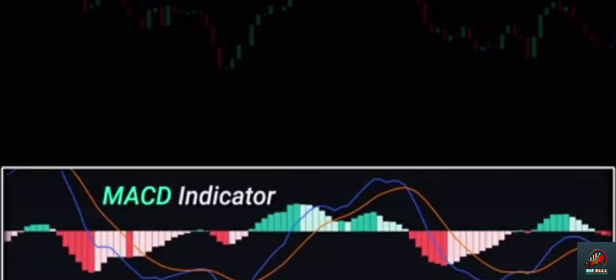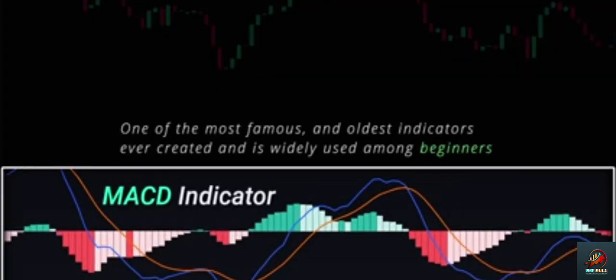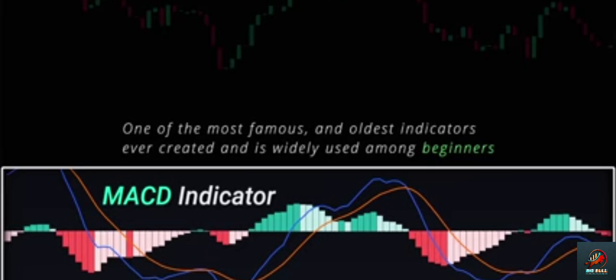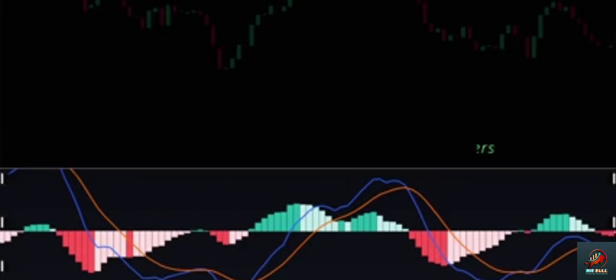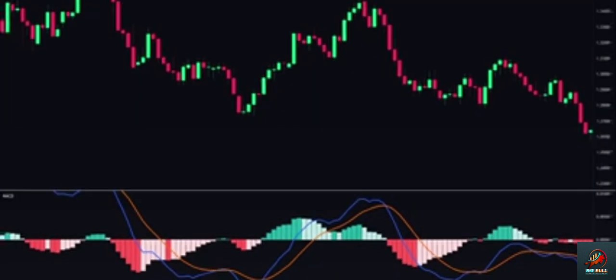So here we have the MACD indicator. As we all know, it is one of the most famous and oldest indicators ever created and is widely used among beginners. However, what if I told you that there's actually a newer version of this indicator that is proven to be almost 3 times more profitable than the older version? And so without further ado, let's dive right in.